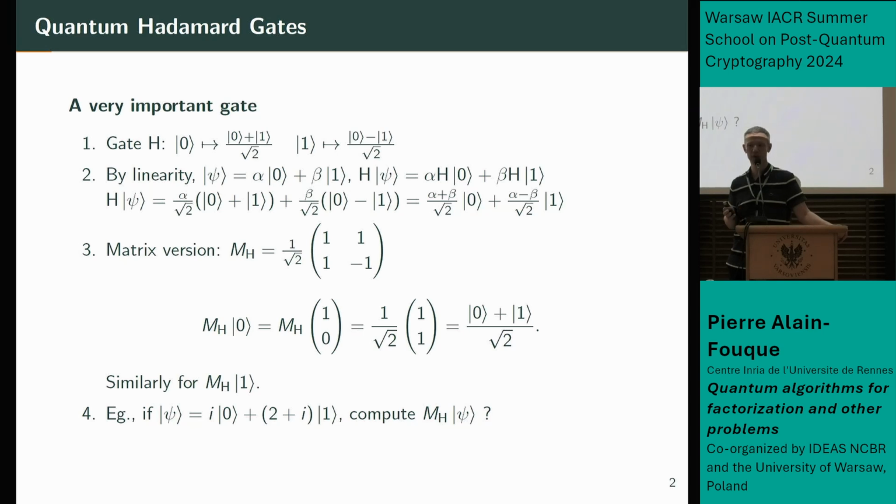And more generally, if you apply this to any psi, I show you some examples, so I hope that you will be able to do this. Either you can use the formulas that I described in the second point, or you can also compute it using the matrix times vector product, and you will see exactly the same result. Okay?